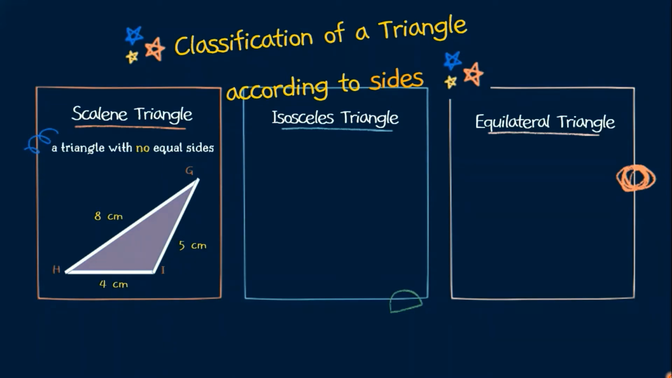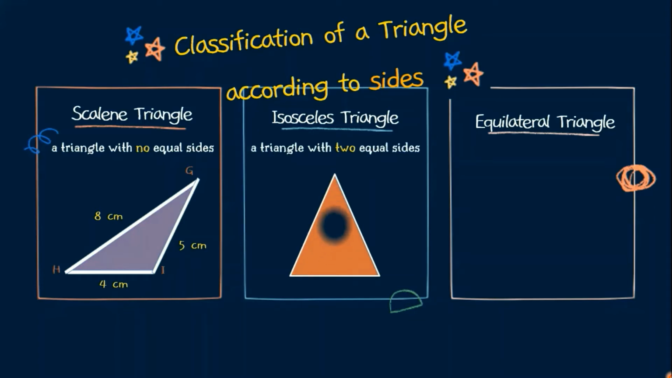Another classification of a triangle is the Isosceles Triangle. It's a triangle with two equal sides. Ito ang example natin ng Isosceles Triangle.